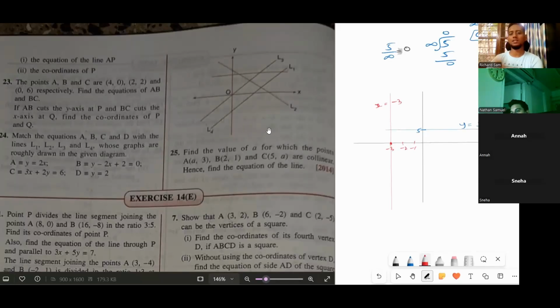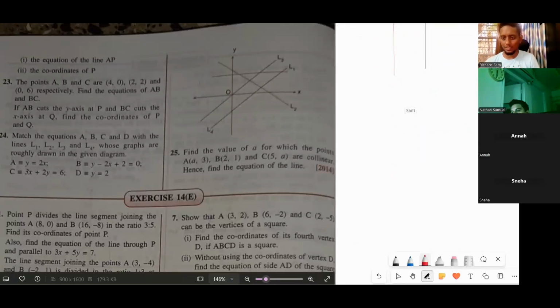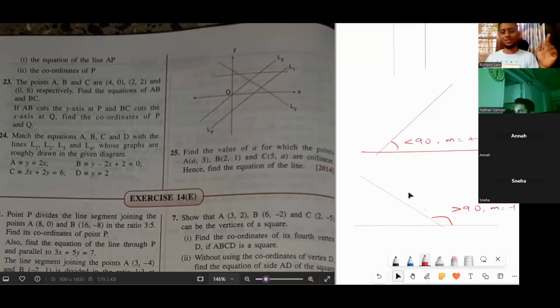Now look at theta. If the line is like this, then theta's value will be less than 90, and the slope will be positive. If the line is like this, then theta will be greater than 90, and the slope will be negative. So the remaining two lines that we have, you see, one is like this and one is like that. So you just have to check their slopes. If the slope is positive, then the line is like this, where theta is less than 90. If the slope is negative, then theta is greater than 90.